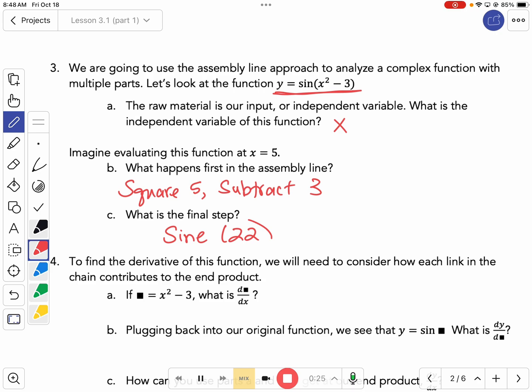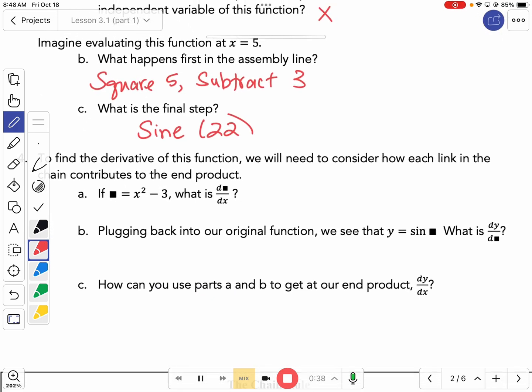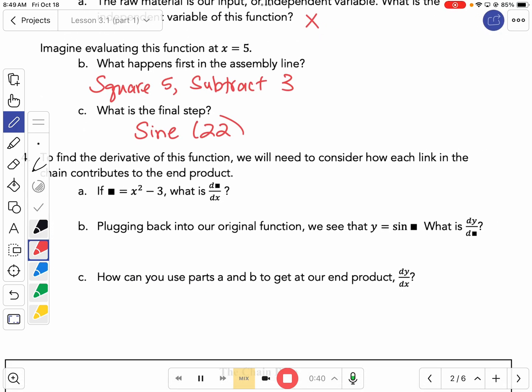Which makes sense to us because we've been working with functions for a long time. We've been working with the order of operations. Well, that's not very much different for derivatives. They have an order of operations. So let's talk about how we need to consider each link in this chain, each process in this chain. If our black box represents x squared minus 3, what would be the derivative of that black box? 2x. The derivative of our black box, which is that expression, would just be 2x.